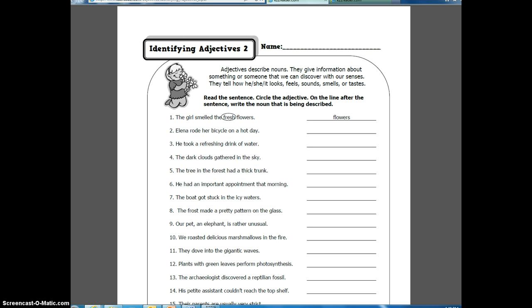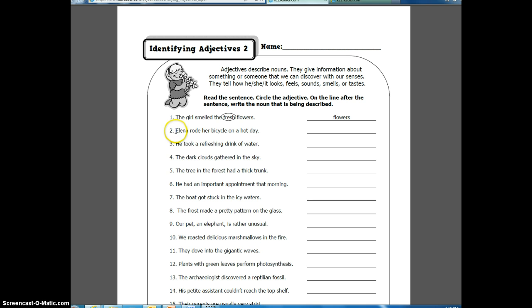Okay, your worksheets will look like this. You have identifying adjectives 2. The girl smelled the fresh flowers. And over here, we are going to write not the adjectives, but we are going to write what is being described. So here, the adjective is circled. It is fresh. What is fresh describing? Fresh is describing the flowers.